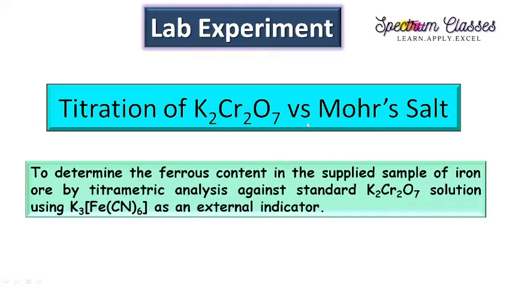So this can be understood in either of the statements. In this experiment, we have several questions we want to answer: why we are using K2Cr2O7, what is Mohr salt, why we are using Mohr salt if in another experiment it is given that it is a supplied ore sample, why we are using an external indicator here, and which kind of titration this is. I am going to answer all the questions one by one while we are performing the experiment, right?